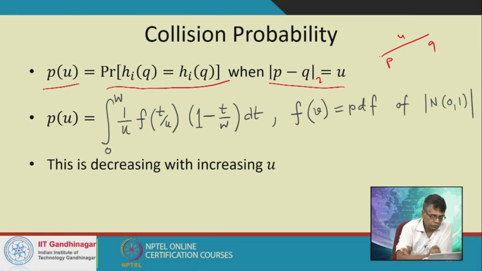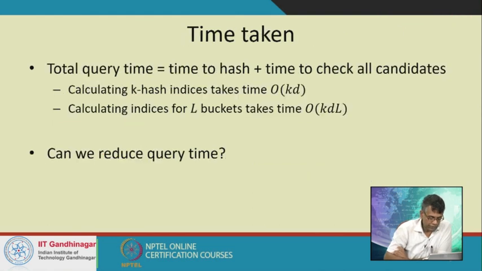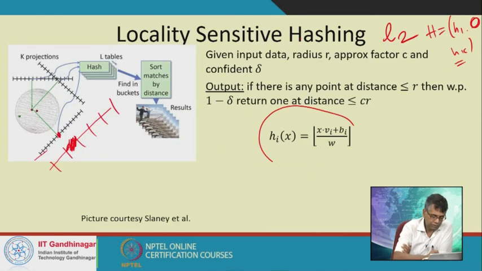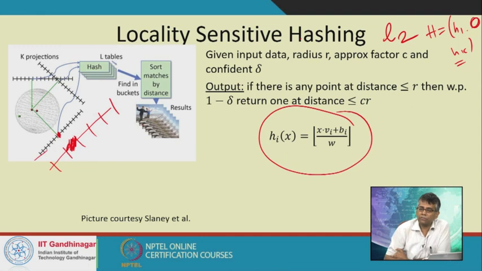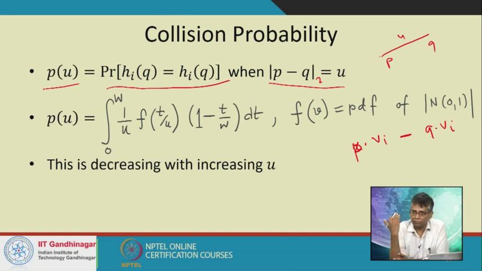In the case that hi of x is this particular quantity, we can write down the probability of collision if two points are at distance u. I'll just give you an intuition for this. Remember x times vi, or rather p times vi versus q times vi. If you look at the random variable p dot vi minus q dot vi, that is a Gaussian random variable, because of the two-stability property of Gaussians that we have seen.